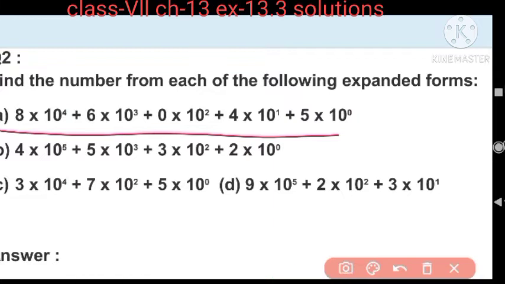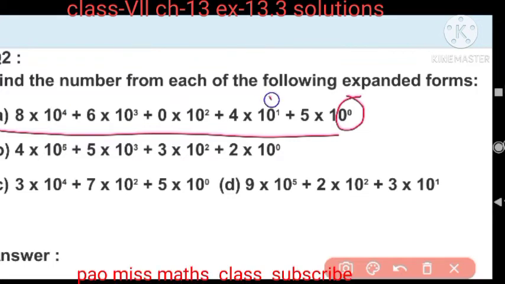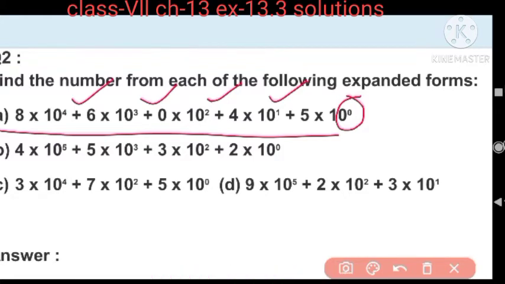Now first you will check the power, is any power missing or not. So here first we can see 0, then 1, then 2, 3, 4. That means there is no number which is missing, isn't it? So it is in the ascending order, means in the successive order, till 4 it is there.